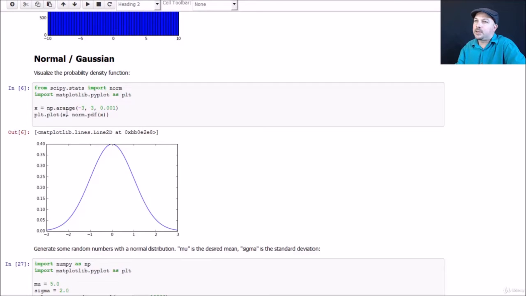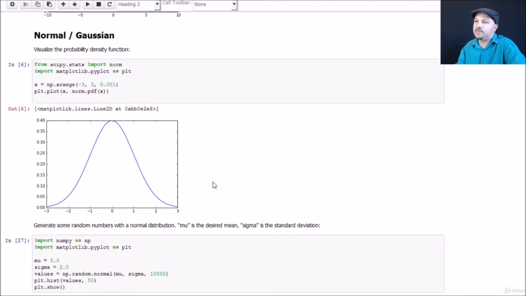Then we plot the x-axis, and the y-axis is going to be norm.pdf, the probability density function for a normal distribution on those x values. And we end up with this. The PDF function with a normal distribution looks just like it did in our previous slide. That is a normal distribution for the given numbers that we provided, where 0 represents the mean, and these numbers are standard deviations.